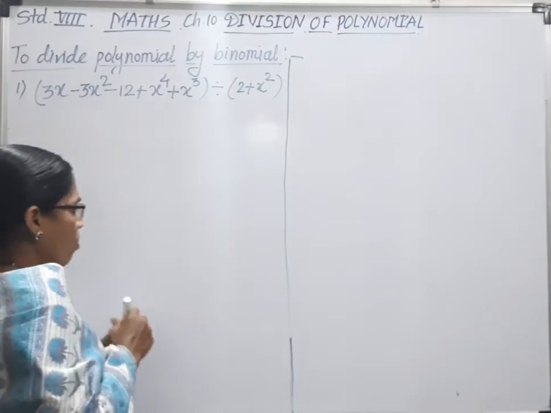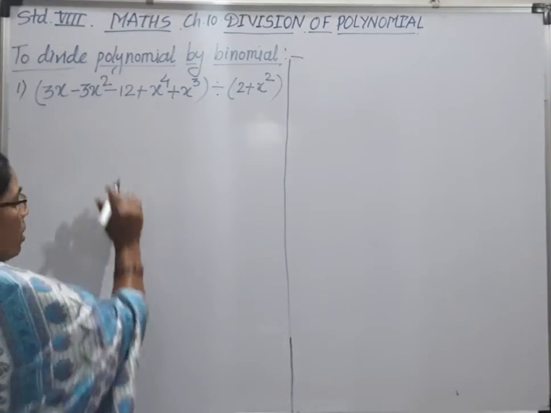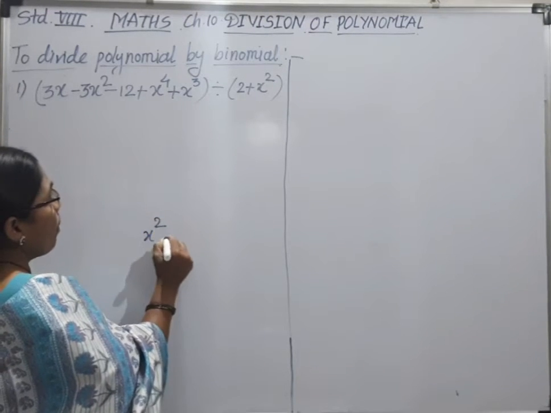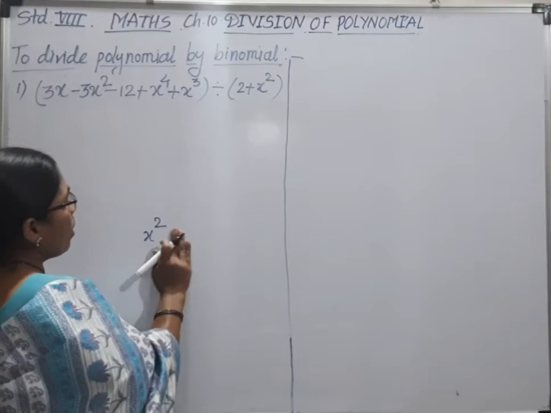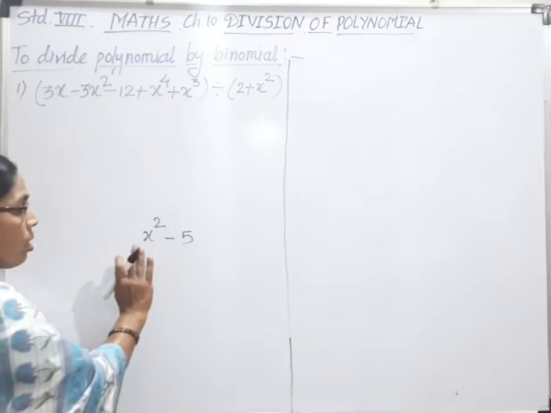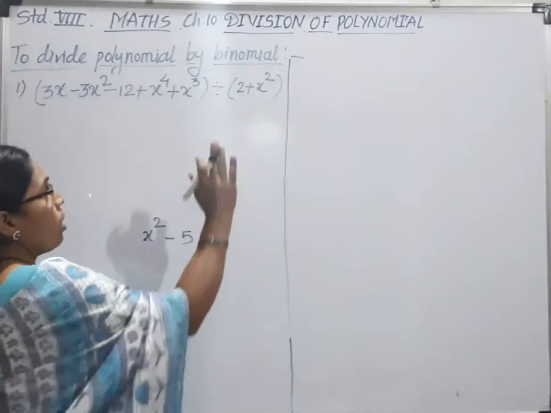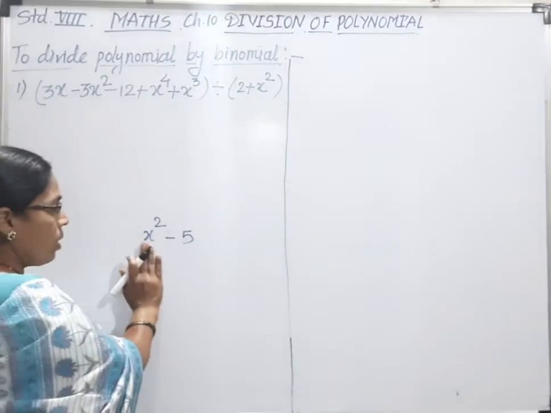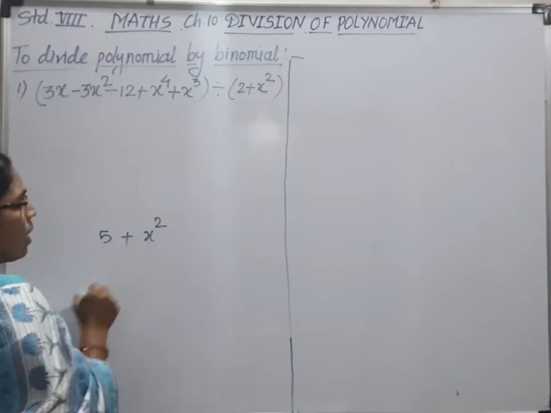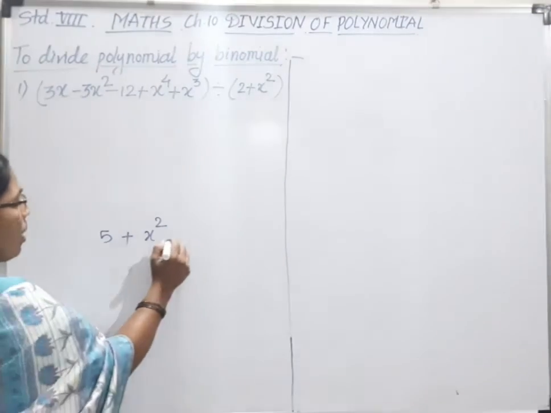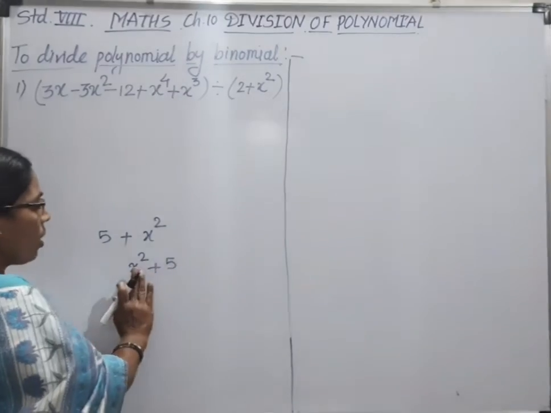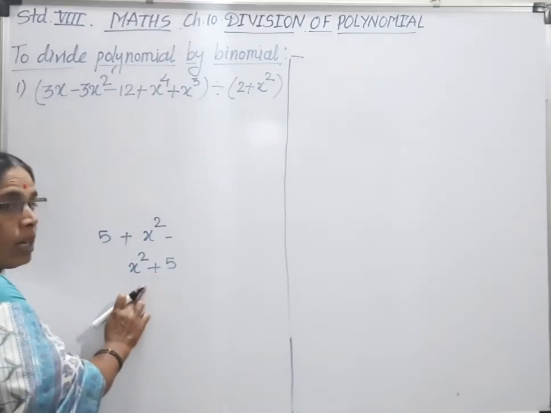Just I am giving one small example here, and afterwards we will take this example. Suppose x square plus 2 is given, or x square minus 5 is given, and we have to write in the descending order. I am talking about the dividend, not the divisor. If the dividend is given like this, 5 plus x square, then first we write in the descending order, x square plus 5.